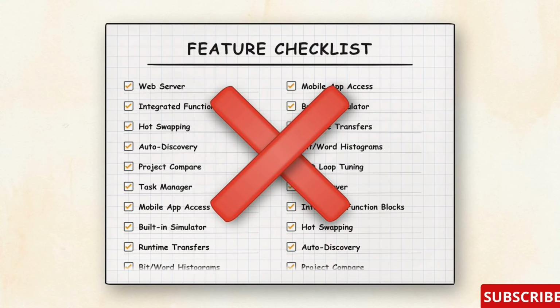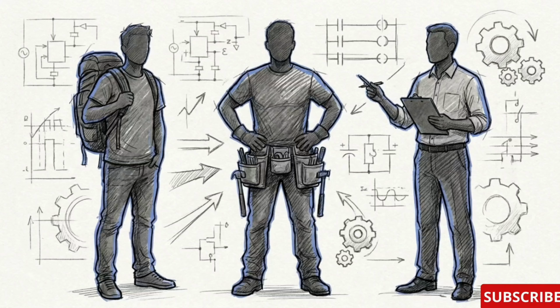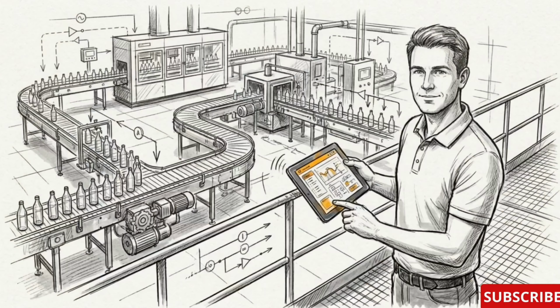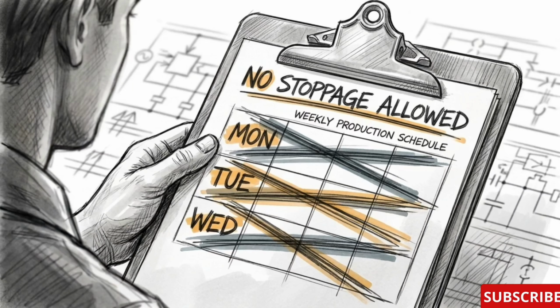To find the right fit, stop evaluating software by its total feature count and start mapping specific capabilities to your facility's tolerance for disruption. We can break this down by looking at 3 specific roles: the beginner or student, the maintenance technician, and the process integrator. For each role, the primary metric is downtime tolerance. You are looking for the software features that provide the best return based on how much stoppage you can afford.